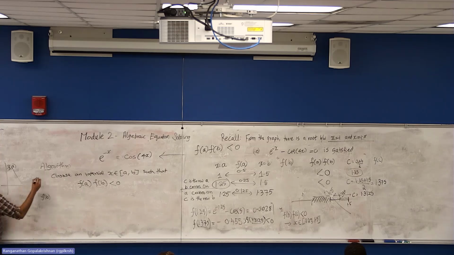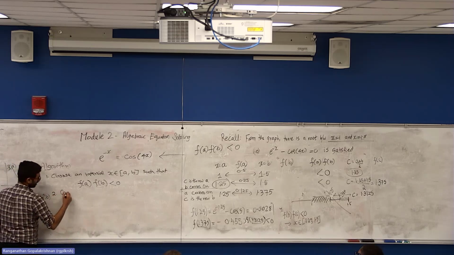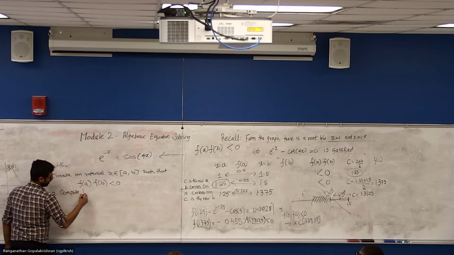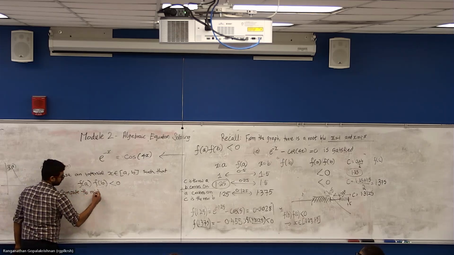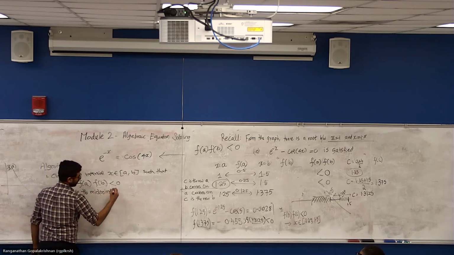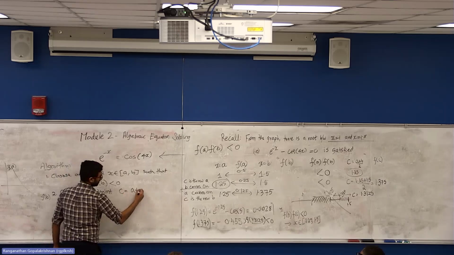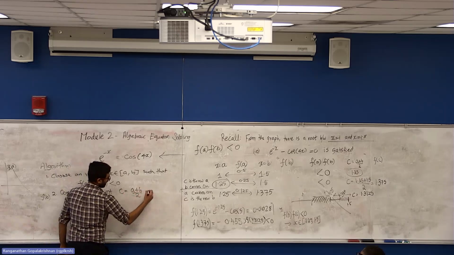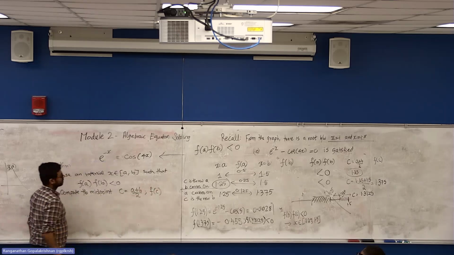Okay, that's the first step. All right. Second step will be compute the midpoint C equal to A plus B over 2 and also compute f of C.